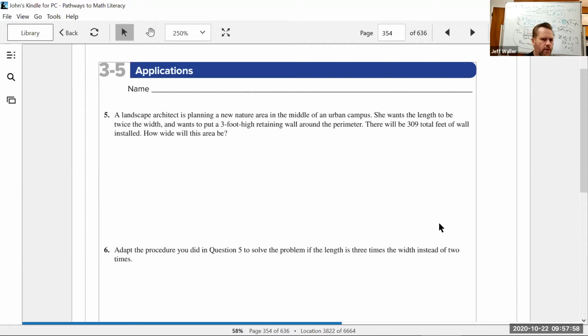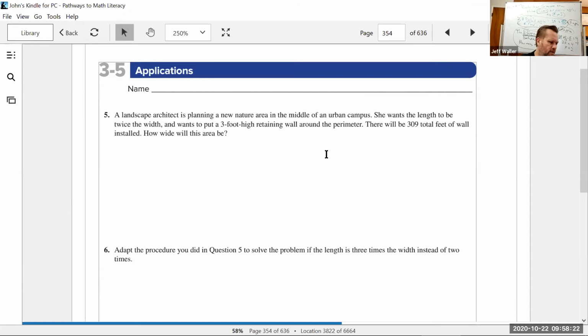Can somebody tell me, can you identify the piece of information they give us that's not important? Do you see what piece of information they give that I don't need for this problem? Can you guys see that? The height of the wall. Yeah. So they just gave me this information right here, the height of the wall.